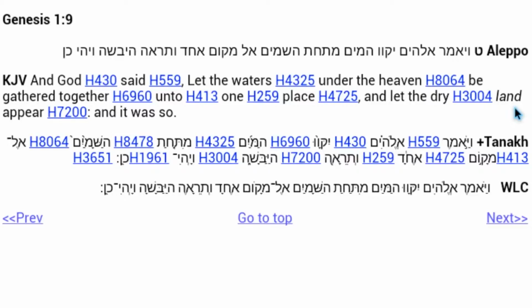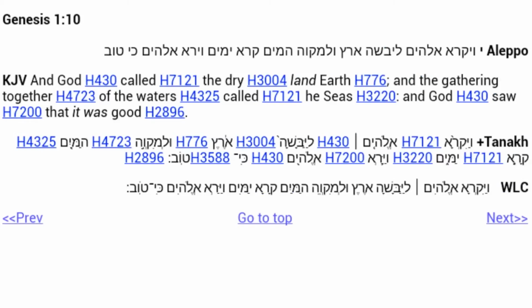So now we have planets forming where the water within these planets inside these atmospheres are separating and becoming solidified. The sediment is solidifying and making lands. Okay? And it was so. Okay. And Elohim called the dry land earth, and the gathering together of the waters he called seas. And Elohim saw that it was good.